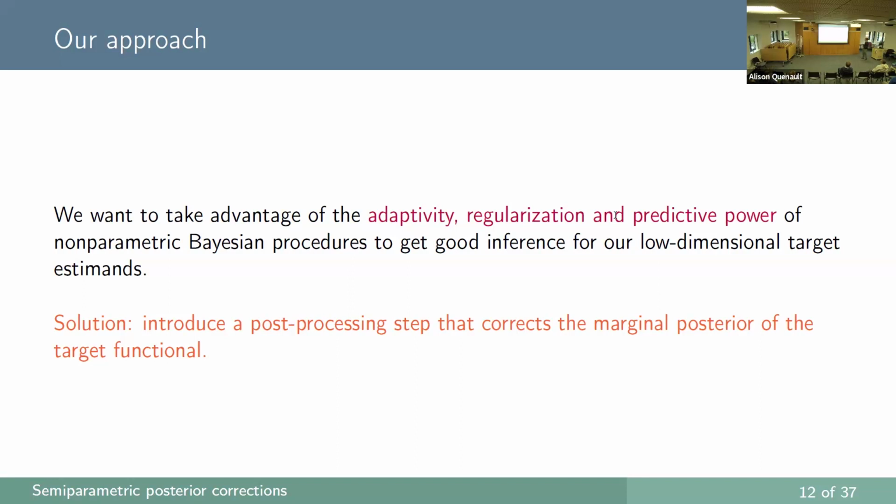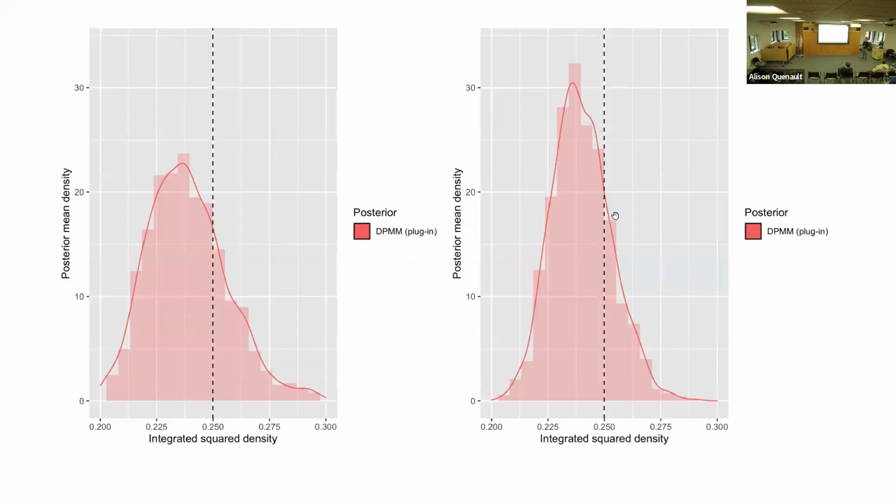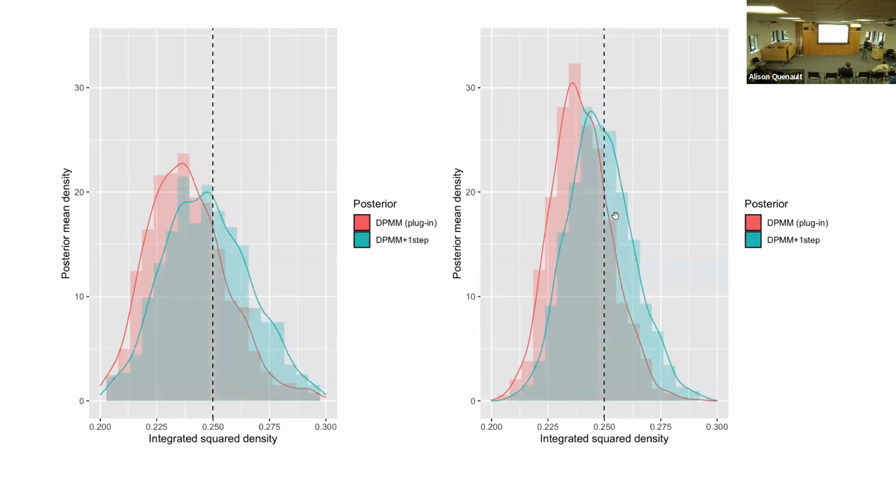So just to illustrate what's going on, I'm going to go back to these plots that we had before. Remember, we wanted it to be centered around those true values indicated by the vertical dashed lines. That's from our initial posterior. We then do this post-processing, which flattens the curve slightly, but now it's centered around the truth.